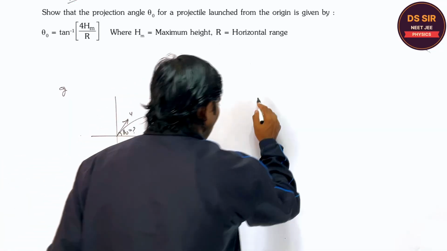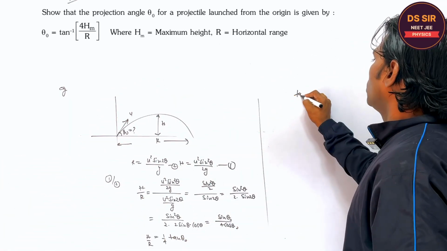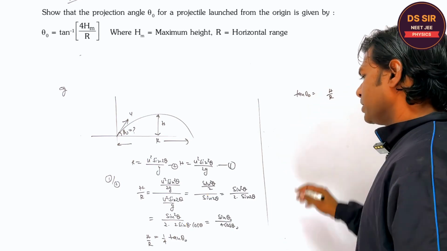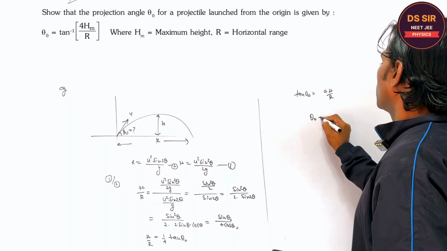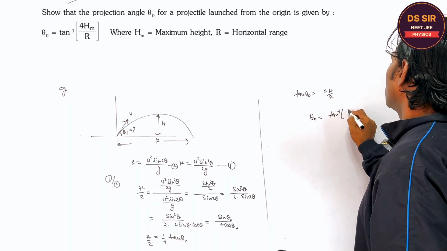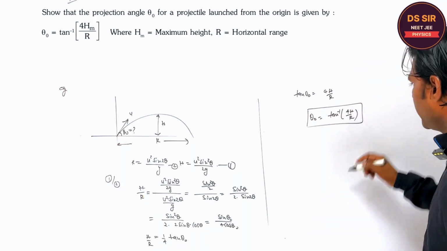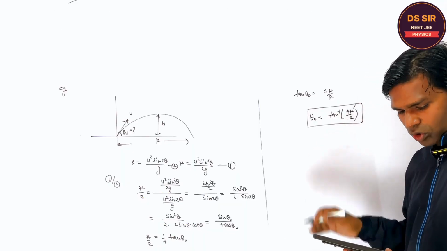All right. Now tan theta naught may be written as h upon r, right, into 4. So what is theta naught? Tan inverse 4h upon r. So this is the angle of projection in terms of the maximum height and the horizontal range.